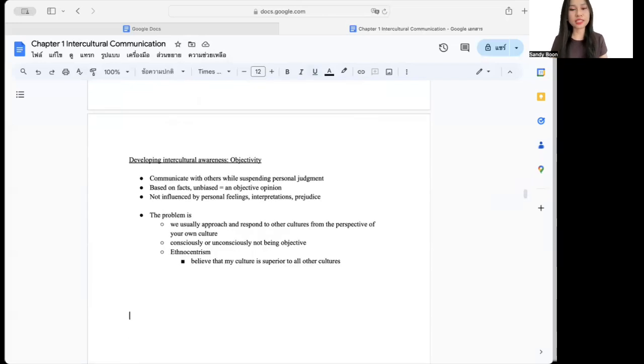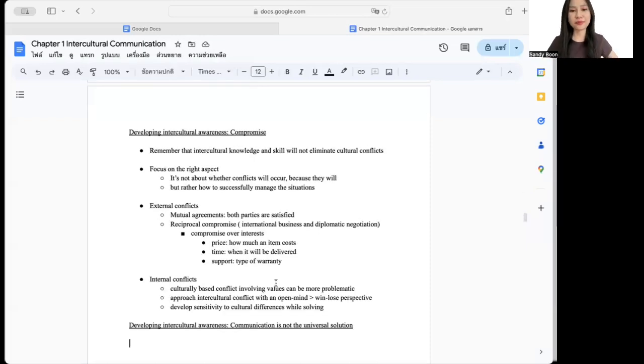Number three is objectivity. Basically, being objective is like being unbiased and not judging people. There is a problem that if we're not objective when talking about culture, we might be ethnocentric. Ethnocentrism is the belief that your culture is superior or better than all other cultures. We don't want to be ethnocentric. We want to approach, respond to, or say anything about other cultures from the perspective of their own culture.